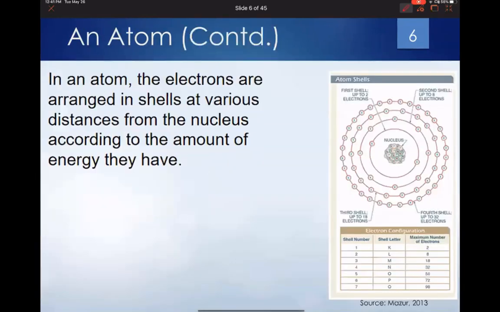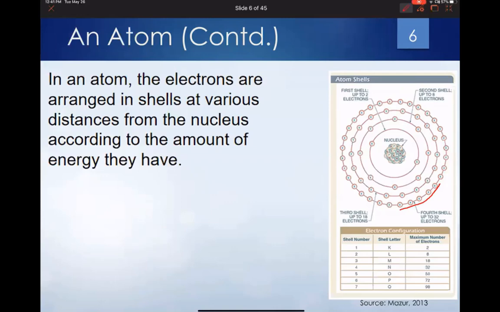So let's move on. In an atom, the electrons are arranged in shells at various distances from the nucleus according to the amount of energy they have. You can correlate this to what I just said: an electron close to the nucleus is tightly bonded and there's a stronger force of attraction, whereas for the electrons in the outermost shell, the force of attraction is not the same.